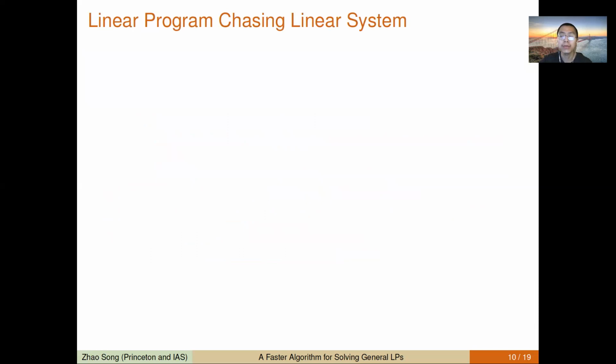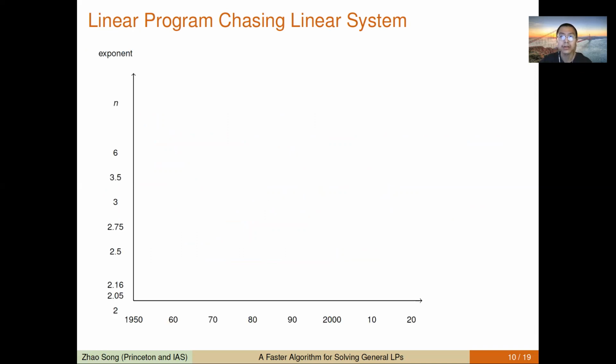Now let me give you a brief history of solving linear systems and linear programs. Here is a picture. The x-axis is the years, and the y-axis is the exponent of the running time. Solving a linear system boils down to matrix multiplication. The naive time for matrix multiplication is n cubed. The first truly subcubic algorithm is due to Strassen in 1969. This algorithm runs in n to the 2.81.